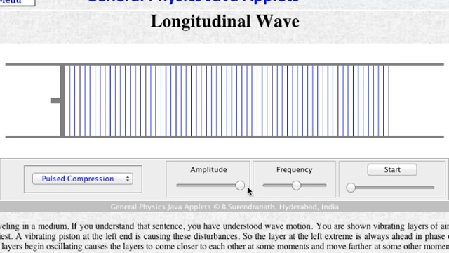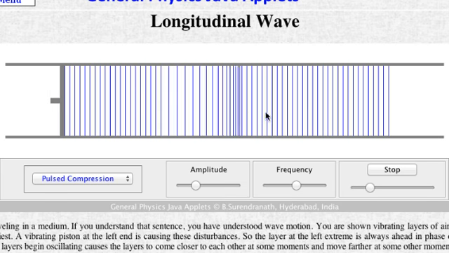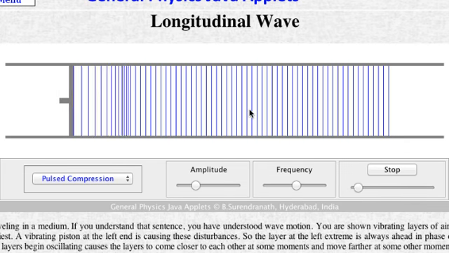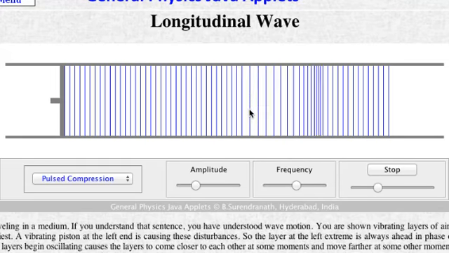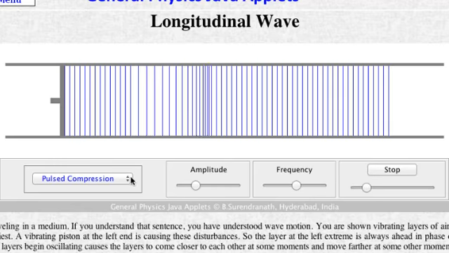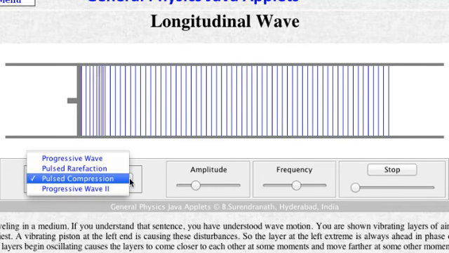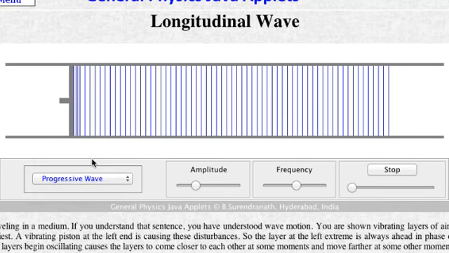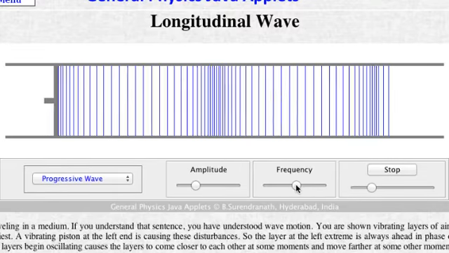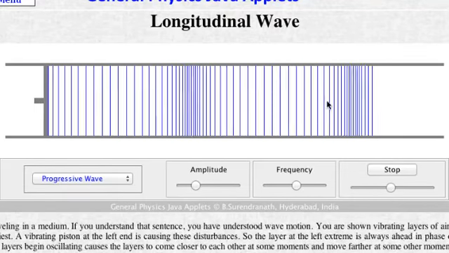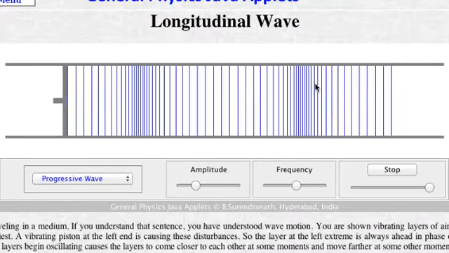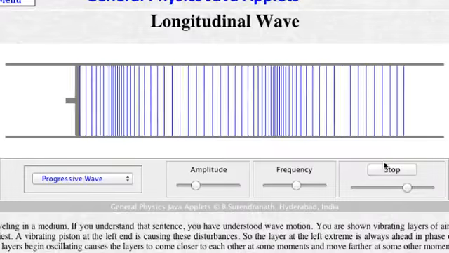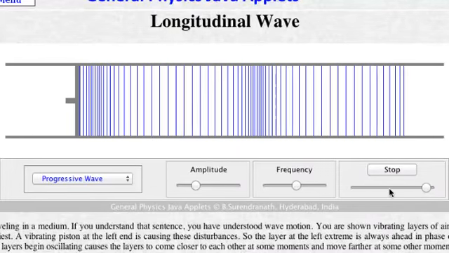And if we change the amplitude in a compressional wave, the amplitude is directly related to the density of the material in the compression, or the lack of density, I guess you could say, in the rarefactions. And so let's do a progressive wave here. And here's our frequency. And you can see how those compressions are the darker spots because there's more material.